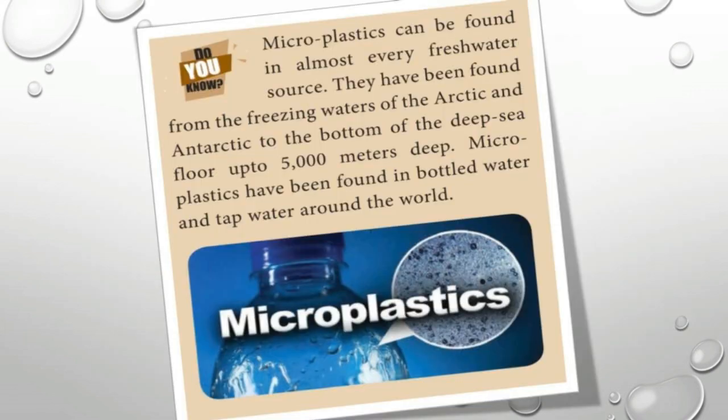Do you know? Microplastics can be found in almost every freshwater source. They have been found from the freezing water of the Arctic and Antarctic to the bottom of the deep sea floor up to 5,000 meters deep. Microplastics have been found in bottled water and tap water around the world.